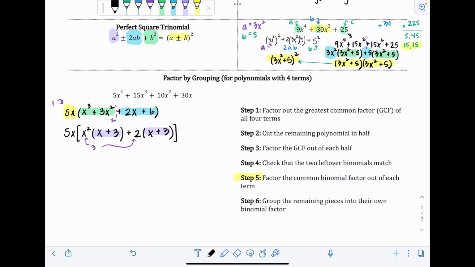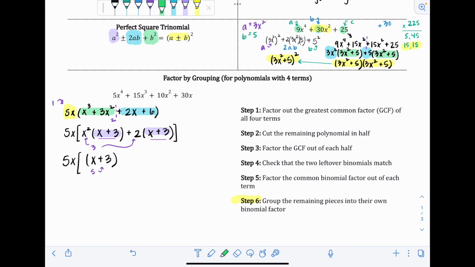So I can pull out that x plus 3. I'm going to leave this 5x out in front. And then my brackets, I'm going to pull the x plus 3 out. It'll go in parentheses. And then that moves us down to, that was step 5. That moves us down to step 6, group the remaining pieces into their own binomial factors.